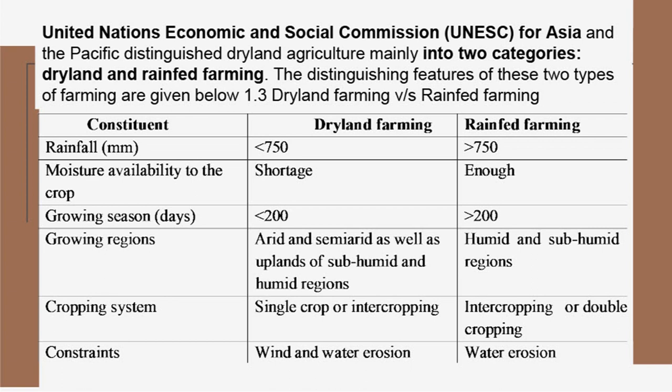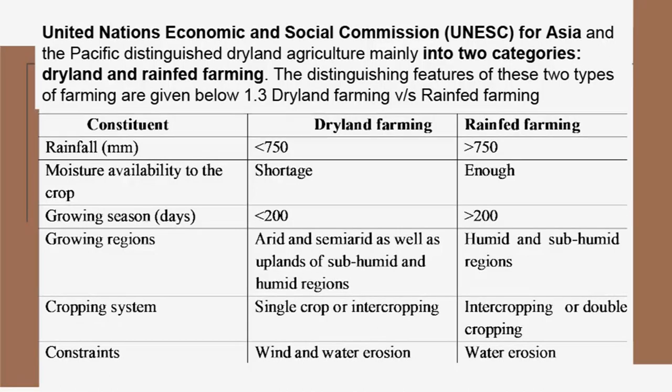You can see again the differences. Just now we have two groups. So most of the soil scientists, agronomists and people in India now consider two groups, dryland farming and rain-fed farming. I have talked a lot on dryland farming just before this lecture, and now we are discussing rain-fed farming. So rainfall less than 750 millimeter will be dryland, and in rain-fed farming it is more than 750 millimeter. In moisture availability to the crop, there is shortage in dryland, and here in rain-fed farming, enough. Growing season is less than 200 days in dryland farming, and in rain-fed farming it is more than 200 days.